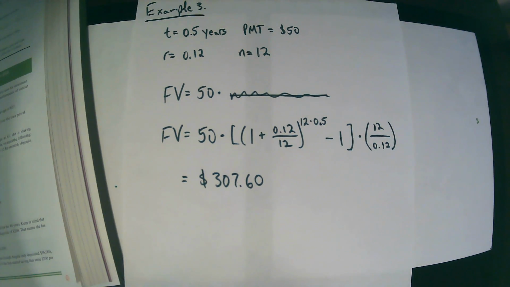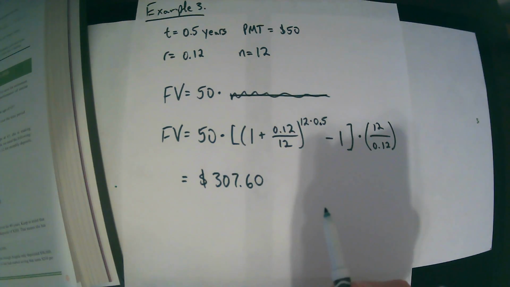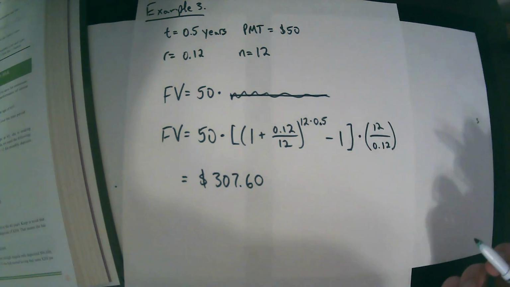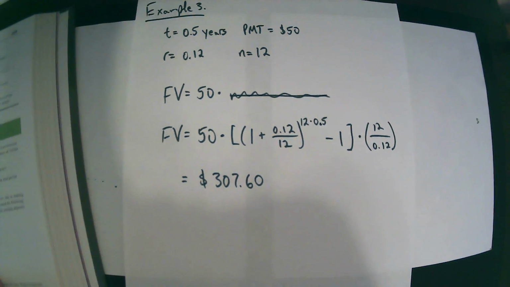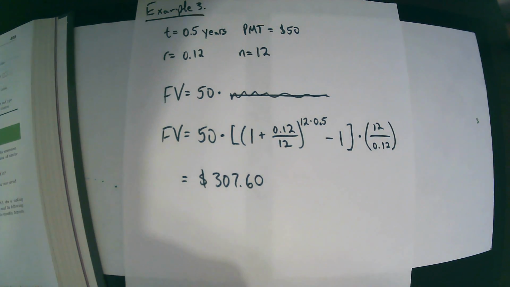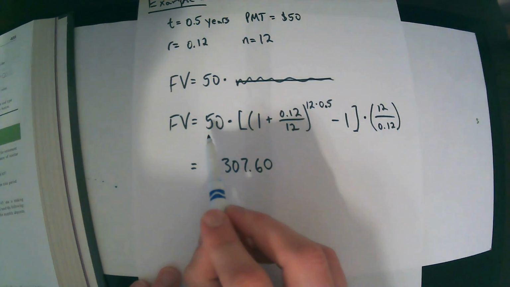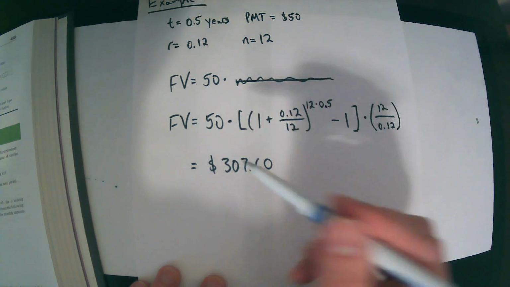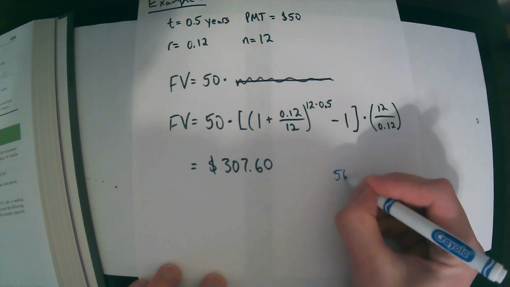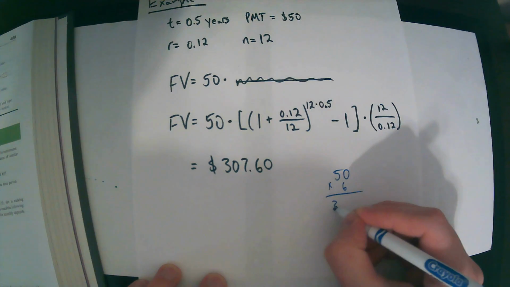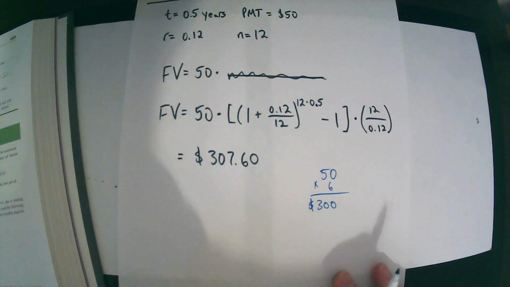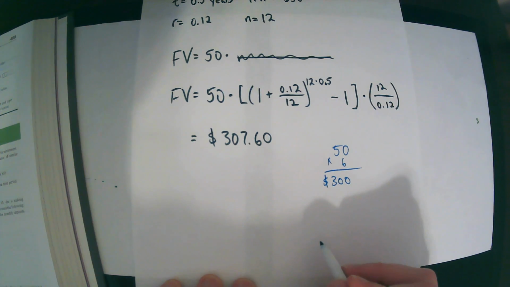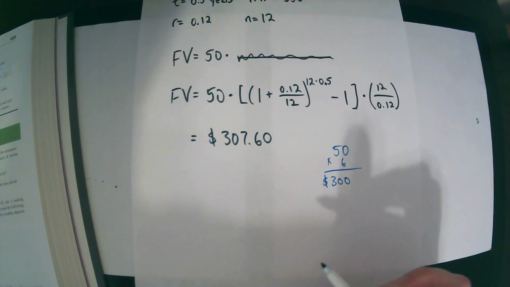Okay. So after half a year, this is how much would be in the account. How much interest did this earn? As an additional problem, think about it: you're making $50 payments for half a year. That's 6 months. That's 50 times 6, right? That's how much money you are putting into this account. So the interest earned is only $7.60 over the course of half a year.